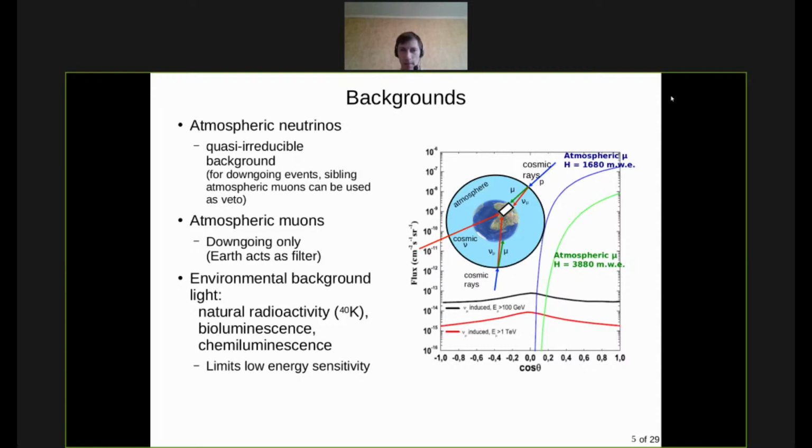Then we have to deal with atmospheric muons or muon bundles. These can only come from above because they cannot traverse the Earth. So you can get rid of them by reconstructing the track and making a cut on the zenith angle. And of course, you can have some environmental background light, which can also spoil somewhat the measurement of these events and limit your low energy sensitivity.